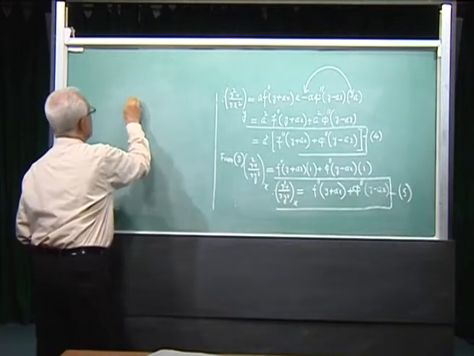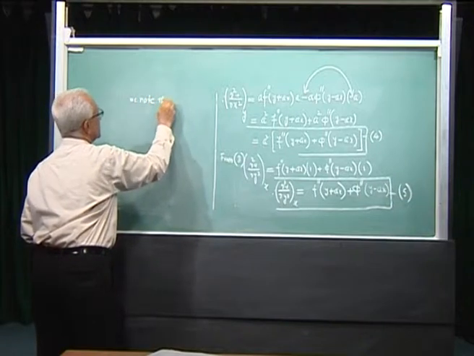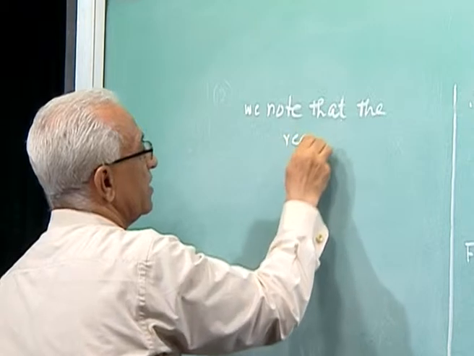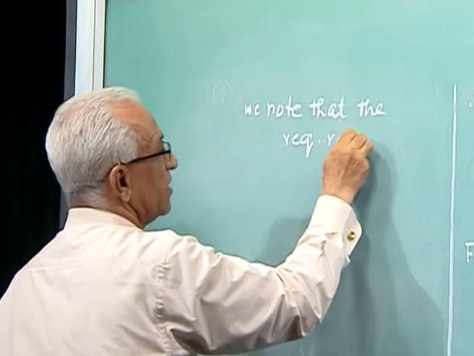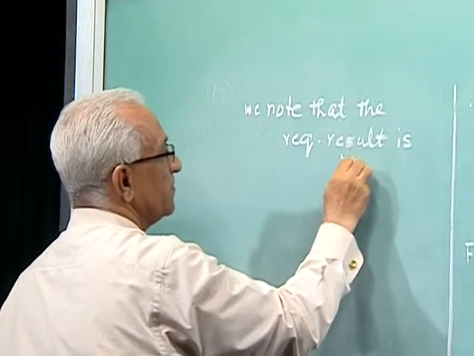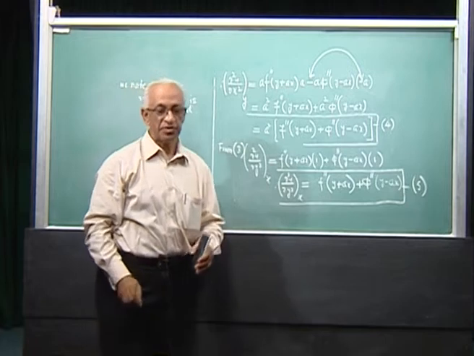So we note that the required result is proved. That is the first part of it.